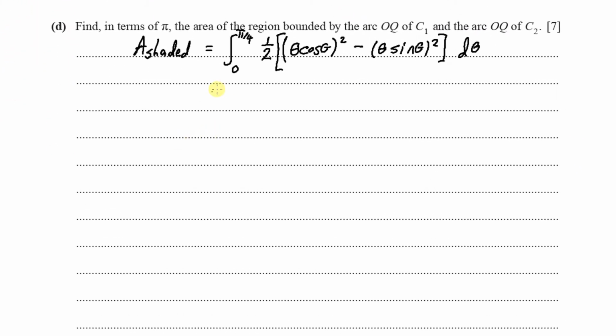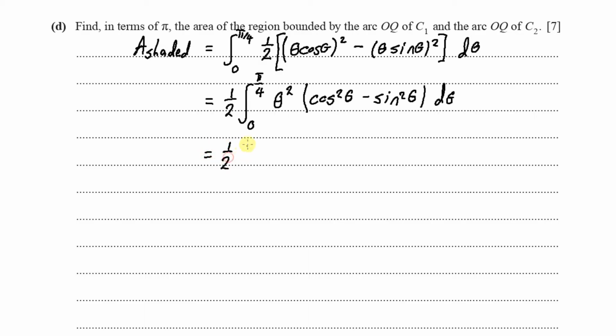So let's simplify this. So we're saying here that we have the half. I will put the half outside, and in integrating, that's from 0 to pi over 4. And here we have the theta squared. I'll factor it out again. So theta squared here, and inside the bracket I'll have cos squared theta minus sine squared theta, and that's d theta. Okay, so let's simplify again.